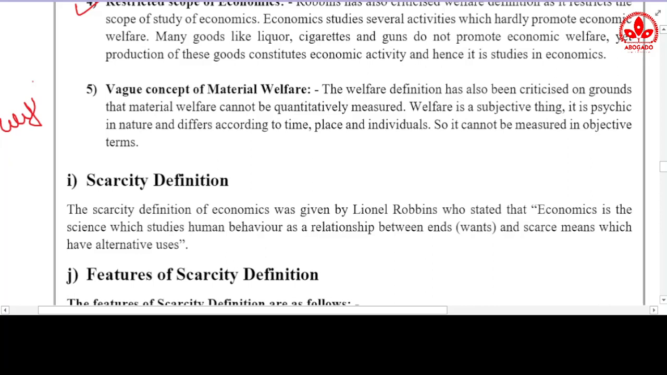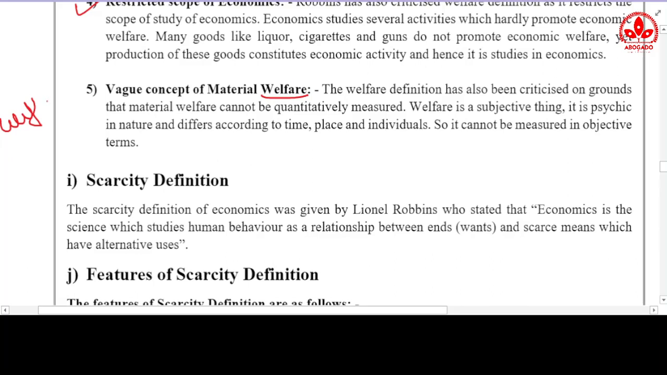But the major drawback of this is that welfare is a qualitative thing, but economics studies each and everything in the quantitative aspect. Whatever we study in economics is studied in the quantitative aspect. Therefore, if we want to study welfare, that cannot be done in economics. Why? Because economics considers quantitative things and welfare is a qualitative thing. Therefore, studying things like welfare in economics is not appropriate.